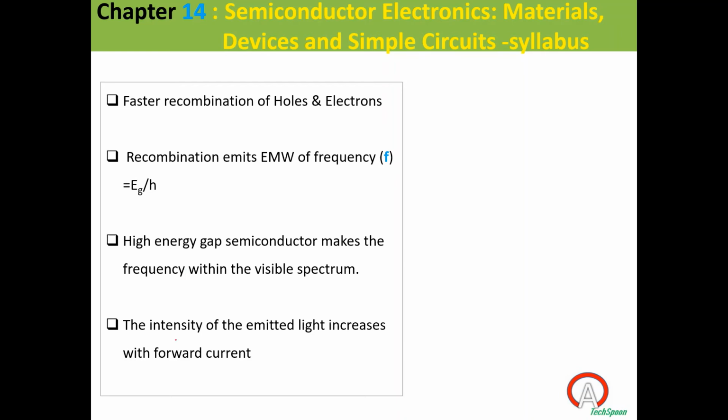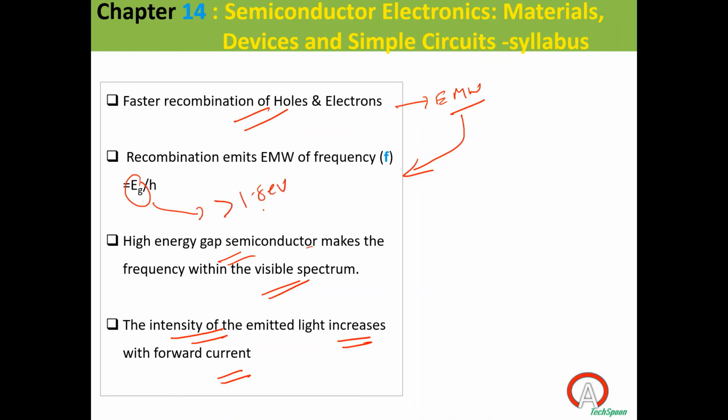The intensity of the emitted light, we are getting light as output, right? So this will increase with the forward bias. See, the energy gap should be such that the light is in the visible spectrum. Eg should be greater than what? 1.8. The faster recombination of holes and electrons gives the EM wave. To make this EM wave fall in the visible spectrum, we have to make Eg greater than 1.8 electron volt. Only if it is greater than 1.8 electron volt will the radiated frequency be in the visible spectrum or visible light.